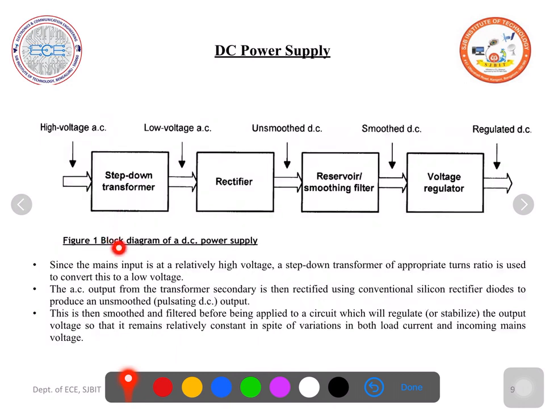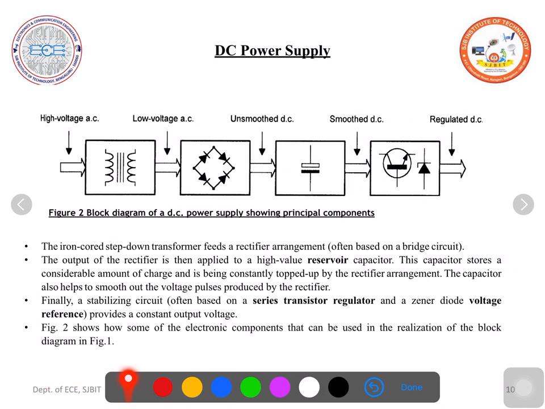Here this is just a block diagram. We will not know what is this step down transformer, how a rectifier looks, what is this filter, what is this regulator. But here in this diagram, it will show the principal components of those blocks.